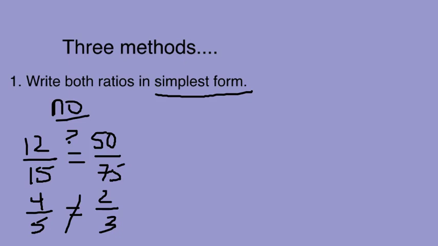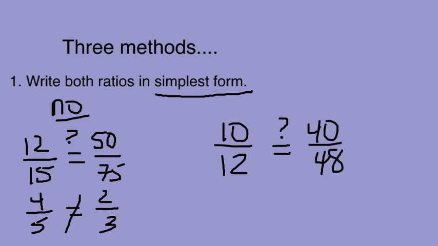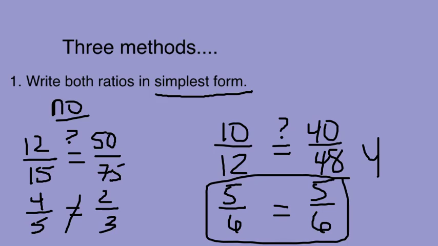My second example is 10/12, and I want to know if it's proportional to 40/48. Well, I'm going to look at what I can reduce 10/12 to. I can only divide both of those by 2. So 10 divided by 2 is 5. 12 divided by 2 is 6. Then I'm going to check and see if that's proportional to 40/48. 40 divided by 8 will give me 5. 48 divided by 8 will give me 6. So these two are proportional, so I would say yes.